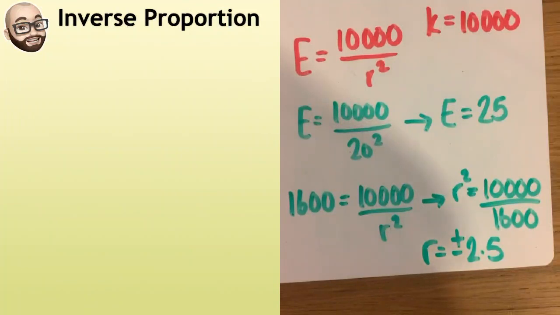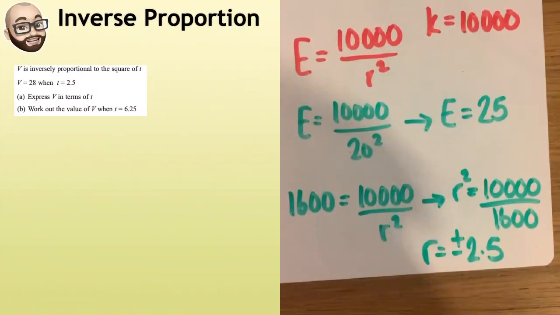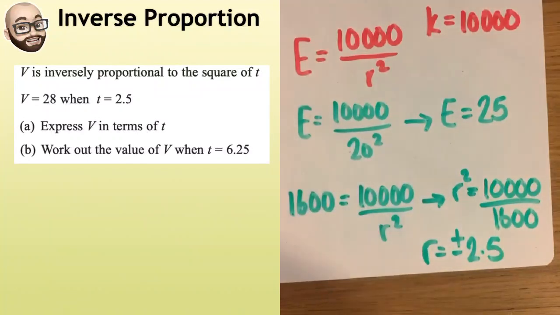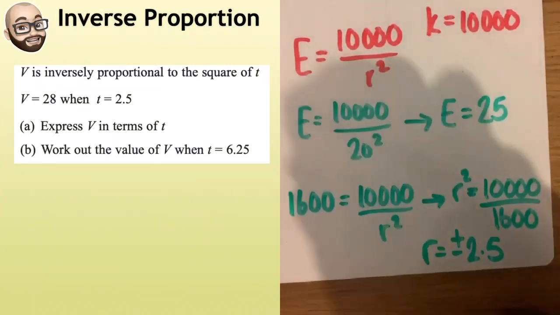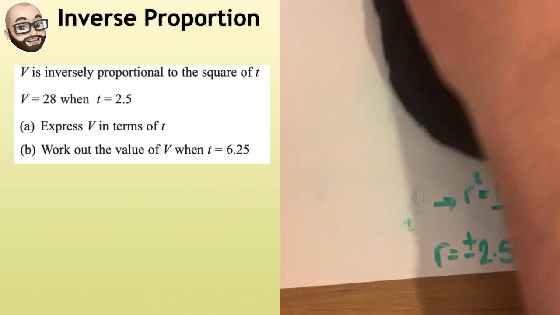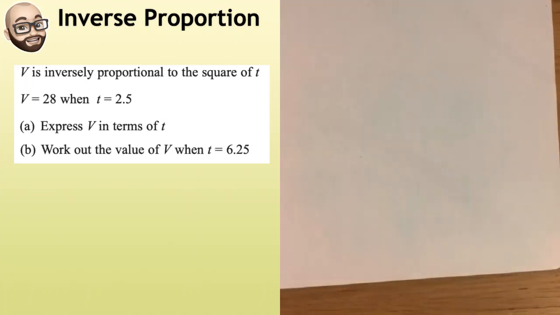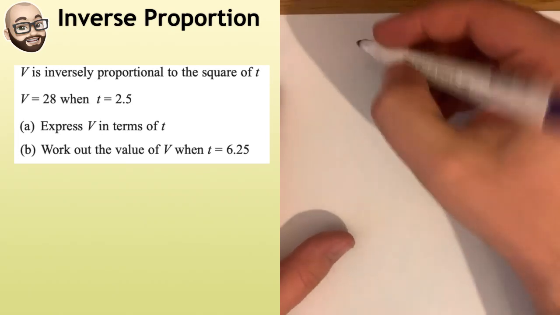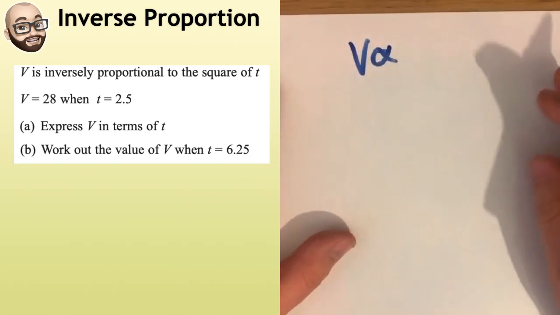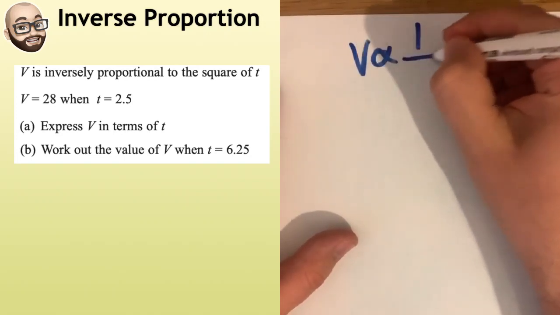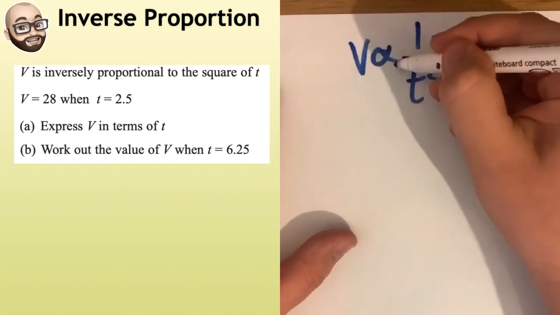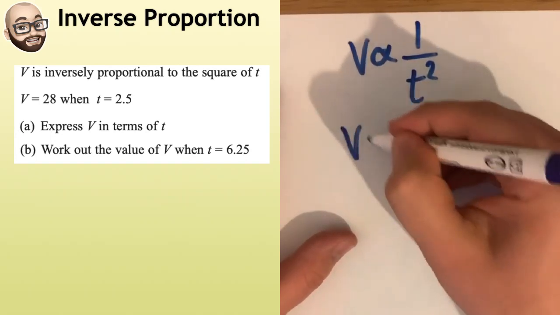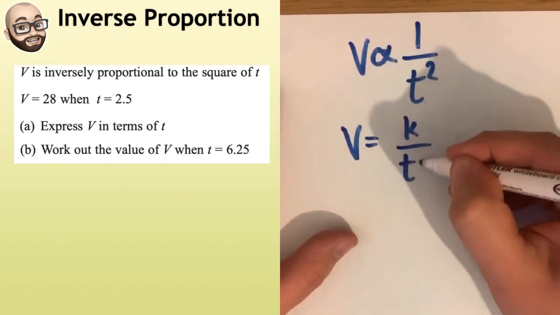And I think I've got one more example to do. It says V is inversely proportional to the square of t. V is 28 when t is 2.5. Express V in terms of t. Then work out the value of V given a number for t. So same idea as what we've been doing. V is inversely proportional to the square of t. So I'm going to write that as V is proportional to 1 over t squared. So my formula is V equals k over t squared.